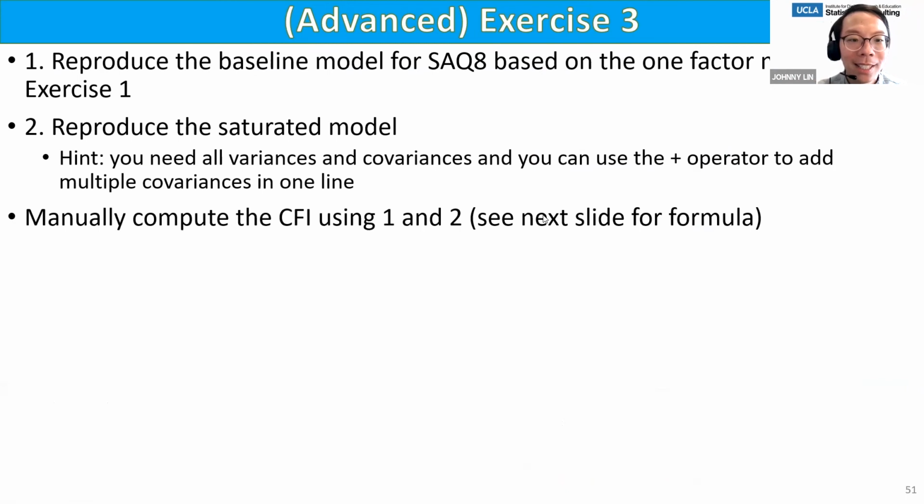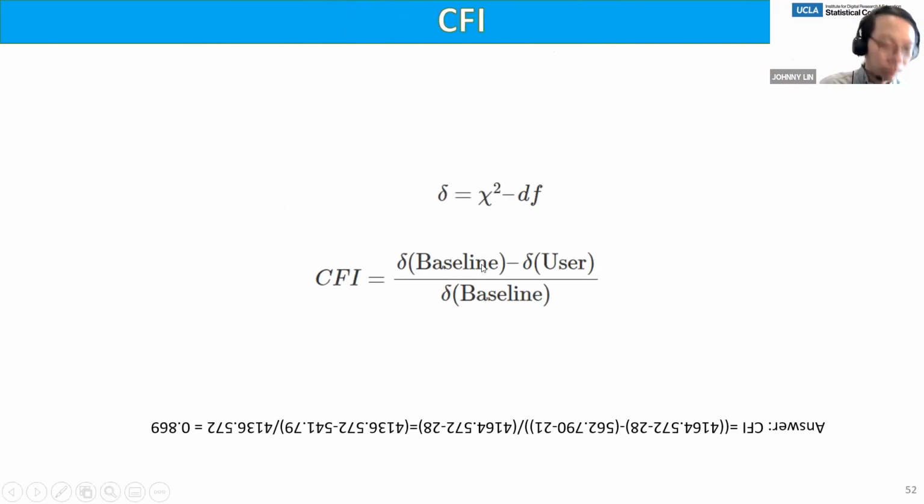The point of this exercise is how to calculate the CFI yourself, and that way you'll understand what the CFI is. Remember, it's a comparison of the baseline model to the saturated model. So first fit the baseline model, then fit the saturated model, use the chi-square and degrees of freedom from those, and manually compute the CFI. I'll show you the CFI equation here.